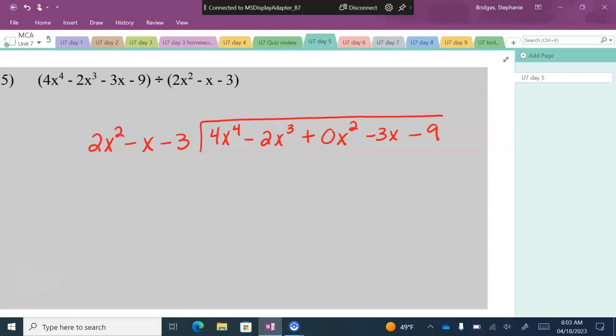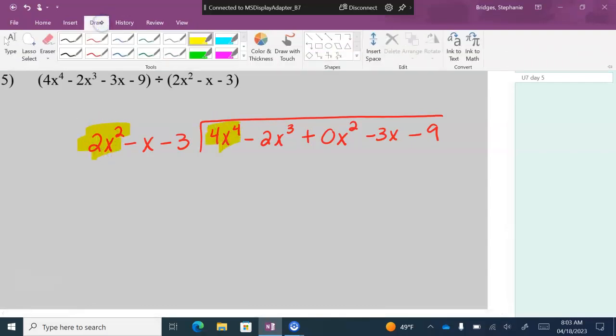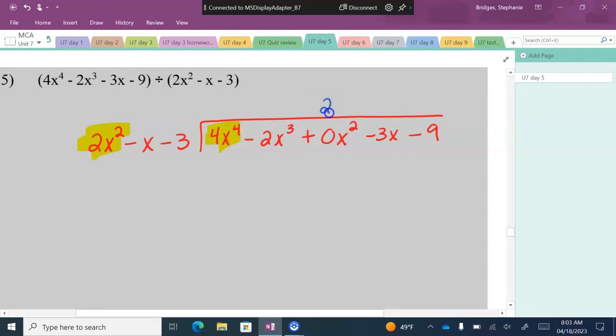Now the process is exactly the same. Even though it looks a little bit different, my divisor is longer. We're still focusing on the first terms only. What do I multiply 2x squared by to turn it into 4x to the 4th? 2x squared. And I'm going to put that over the 3rd term here since there are 3 terms that I'm dividing by. Again, the placement of that isn't really that important, just as long as you line up all your terms when you're multiplying. So we're going to take that 2x squared at the top and multiply it by each one of those 3 terms in the front. 2x squared times 2x squared gives me 4x to the 4th.